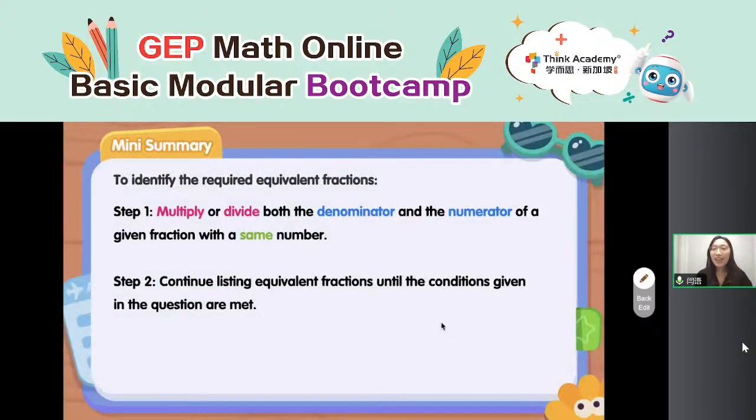Okay, good. So here, let's have a quick summary of the first part. To identify the required equivalent fractions, what is the first step? That is to multiply or divide both the denominator and the numerator of a given fraction by the same number. And step 2, we can just continue listing equivalent fractions until the conditions given in the question are met. What if we cannot find the direct multiple relationship? Then we have another tip: try to simplify first.